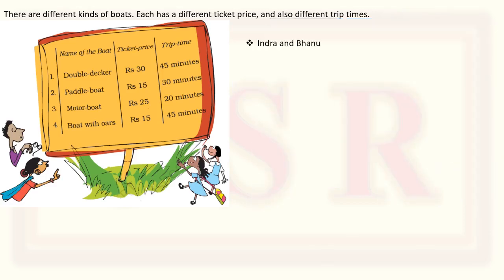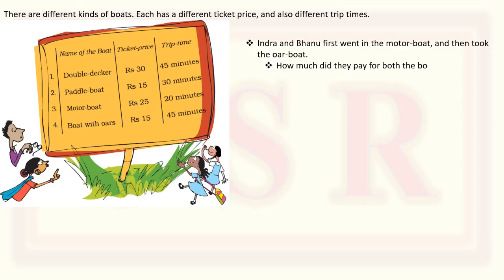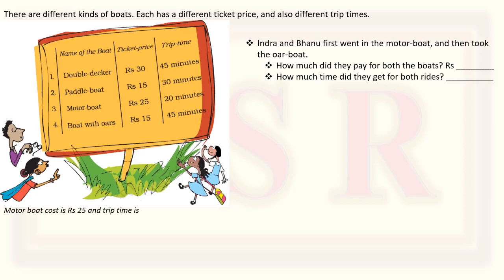Now Indra and Bhanu first went in the motorboat and then took the oar boat. How much did they pay for both the boats in rupees, and how much time did they get for both rides? So calculate looking at the price chart here. Now the motorboat cost is rupees 25 and trip time is 20 minutes.